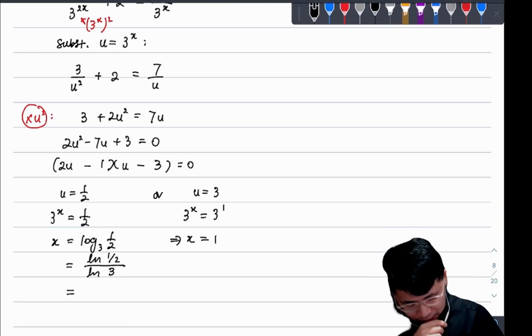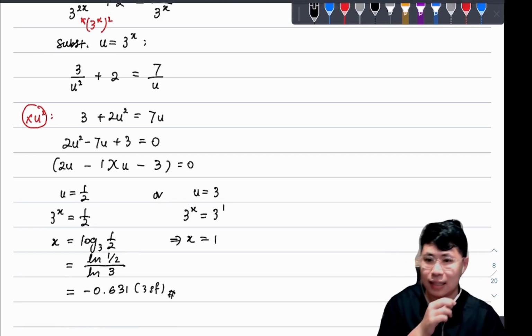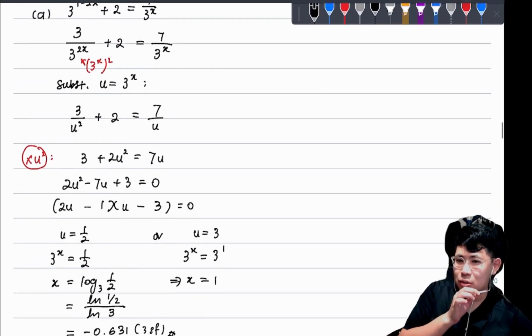So this gives us negative 0.631 to 3 significant figures, like that. Okay, so this would be part A.